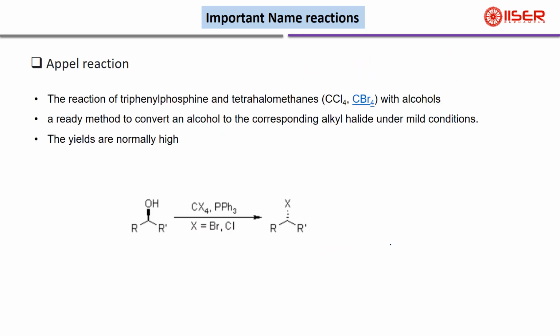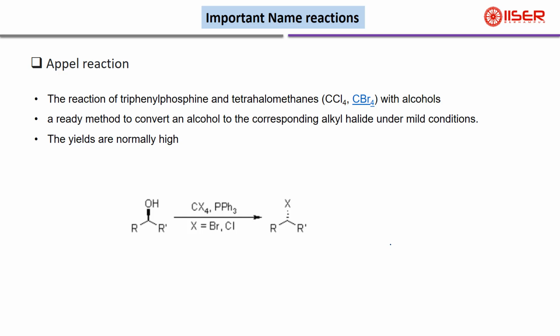Next topic is Appel reaction. We know substitution reaction, that we have read in our class 2, I think. So what is substitution reaction? When a nucleophile comes and attacks a carbon center and substitutes the group at that place, that is called substitution reaction. The leaving group leaves the system through the incoming of a nucleophile. Now suppose your leaving group is not a good leaving group. Suppose your leaving group is less prone to leave the system. In that case, what will you do?